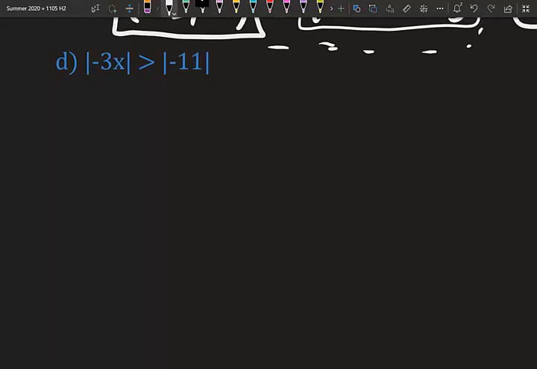So we can simplify the absolute value of negative 11. So we have absolute value of negative 3x is greater than 11. Now we're going to break it into 2. So I want you to pause it, try this on your own. I want you to actually graph it and do the solution in interval notation. Alright, so let's go ahead and do this together.